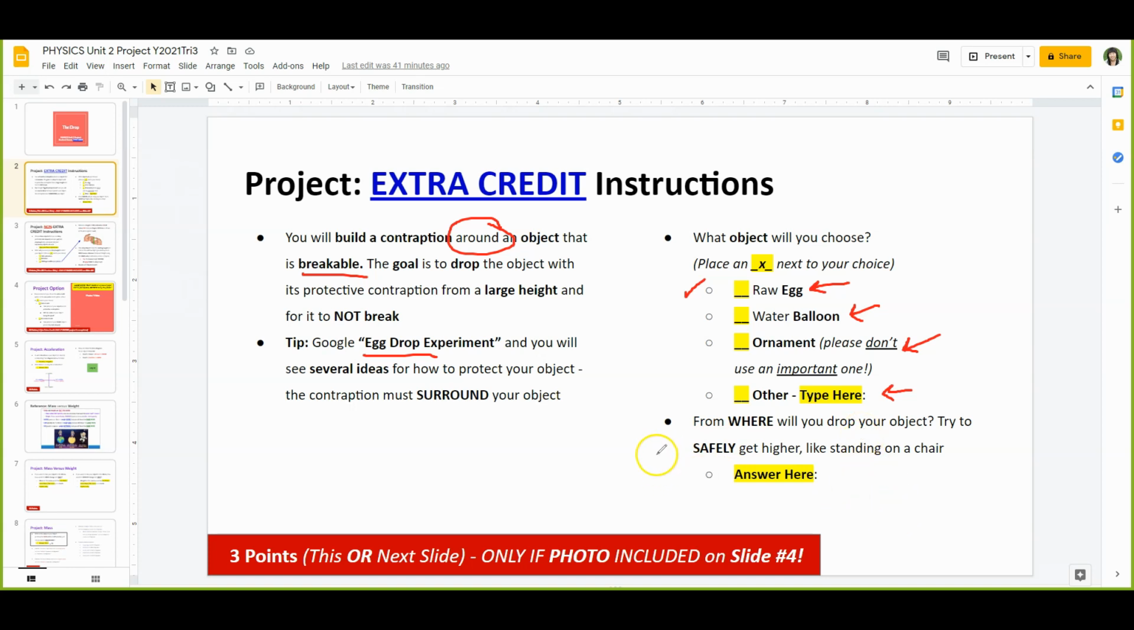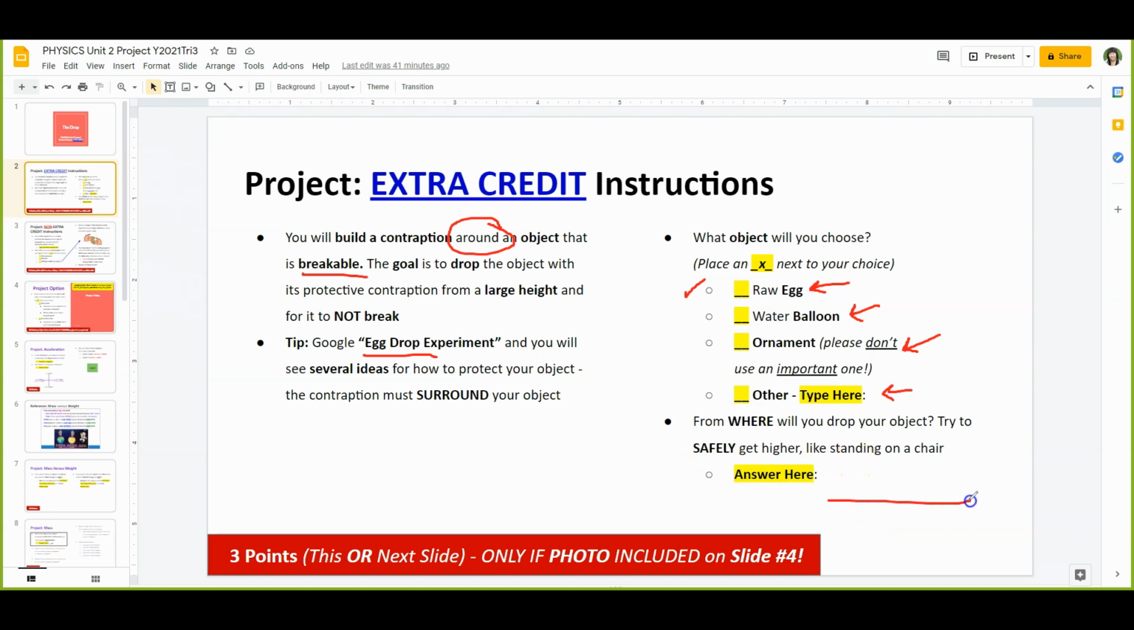Definitely keep safety in mind, as well as, if your egg is going to break, cleanliness. So you might want to do it outside, standing on a chair or on a sturdy table, and making sure that somebody is there to supervise and to make sure that you don't get hurt. I do have some students that will climb to their roofs, again under supervision, in order to drop the object. So you want to get as high as possible while still being safe.